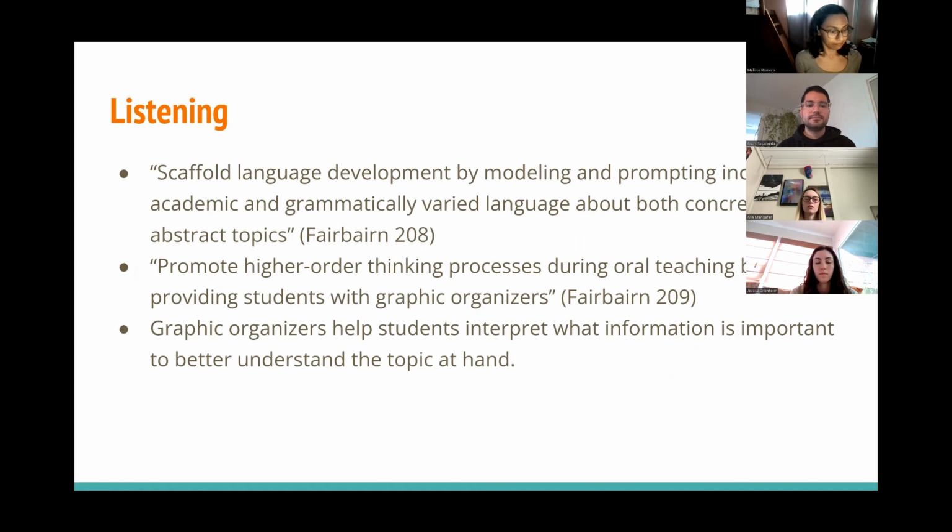For listening, a couple of quotes directly from the textbook. It says, scaffold language development by modeling and prompting increasingly academic and grammatically varied language about both concrete and abstract topics, and promote higher order thinking processes during oral teaching by providing students with graphic organizers. These graphic organizers are meant to help students interpret what information they deem important to better understand the topic at hand. It is also important to note that at this stage of level 4, we do want the students to be able to attempt the graphic organizer on their own so we can see what they do and do not understand and address any potential misconceptions, because the point of this is to have them reach proficiency by being able to think and speak abstractly.